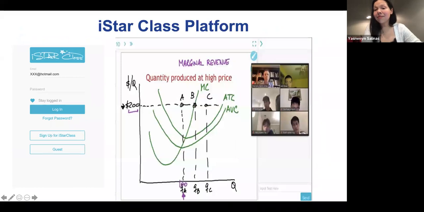Lastly, I want to point out the fact that we're going to be using the iStar class platform. This is meant to make our course more interactive so that we can all actually talk to each other, and I can get feedback along the way from you guys about your learning, which is really important.